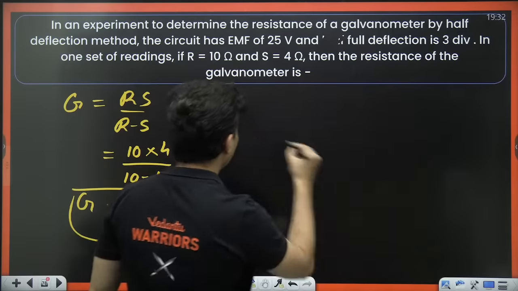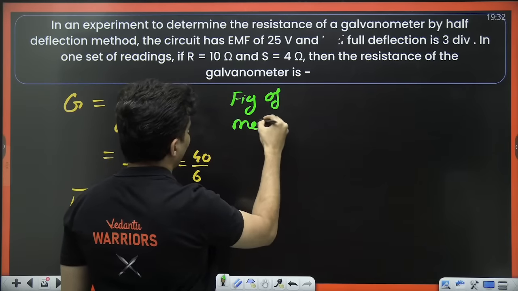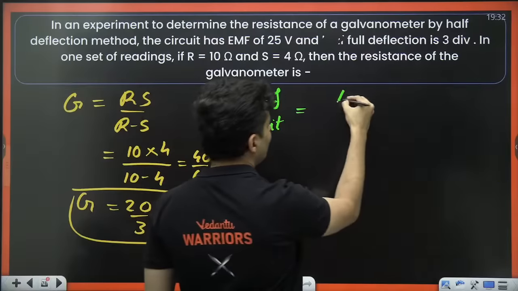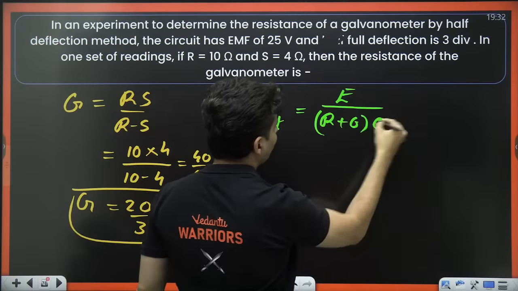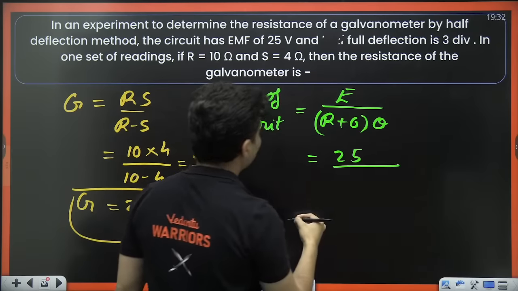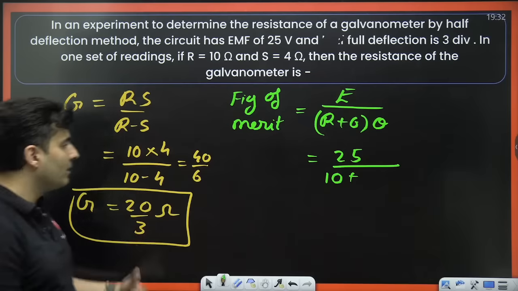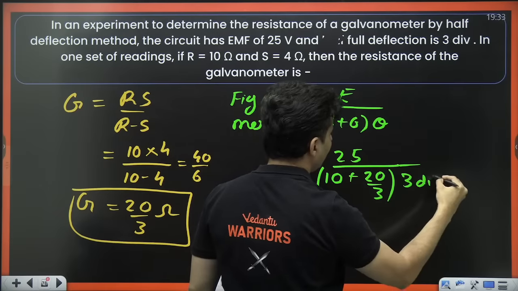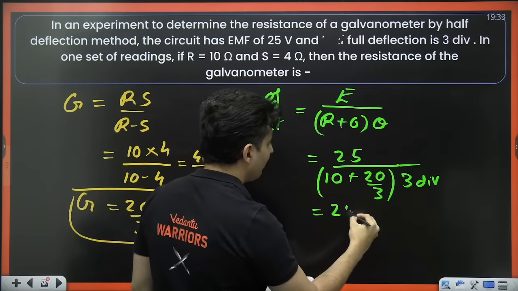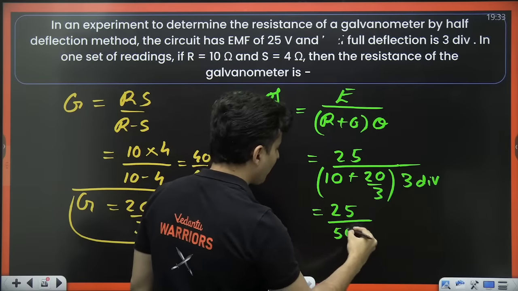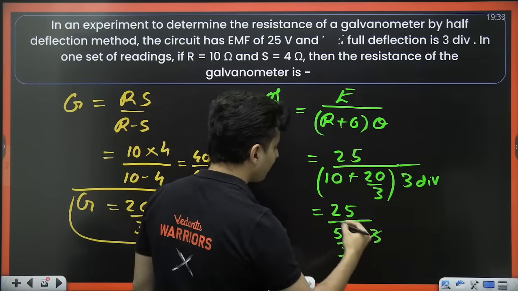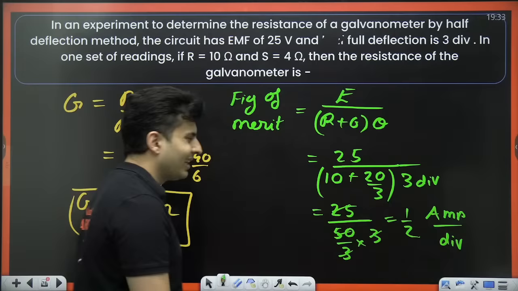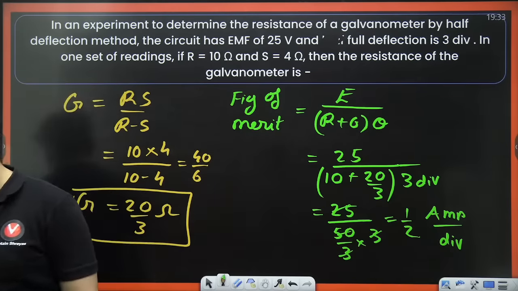We can also find the figure of merit if it was asked. What is the figure of merit formula? Look at this: E by R plus G into theta. What is the EMF? 25 volts. What is the resistance? 10. What is G? We calculated here, which was 20 by 3. What is theta? 3 divisions. So now solve this. 25 by 30 plus 20 is 50, so 50 by 3 into 3. The 3s cancel. This will become half. So half ampere per division. That is the figure of merit. It's like your sensitivity only. Right? Great.